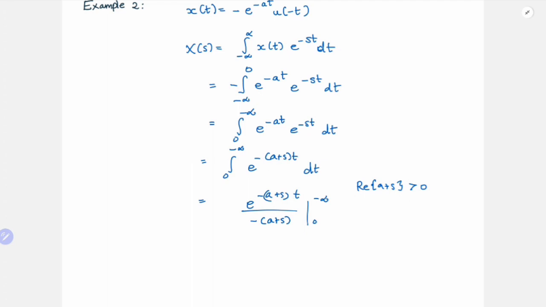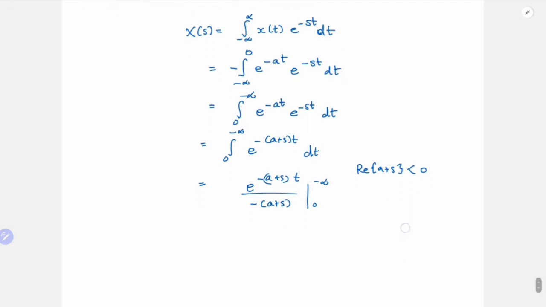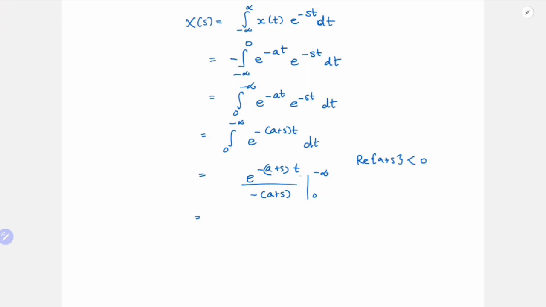So whatever condition we assumed was wrong. So this should be less than 0, right? So if this is less than 0, minus of (a plus s) will be greater than 0, and for the minus infinity limit this value will tend to 0. Okay, so finally when we evaluate the limits we want the value to be finite. So for that we require this condition. So this will evaluate to 0, and for 0 it will evaluate to 1. So we'll get 1 by a plus s. And what we have here, real of s less than minus a.